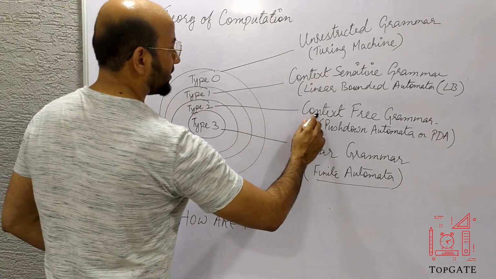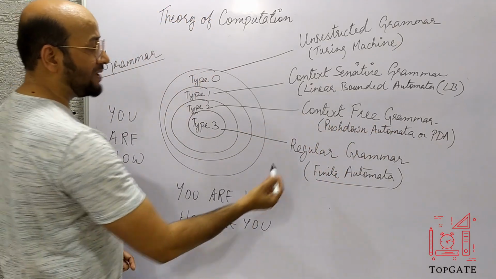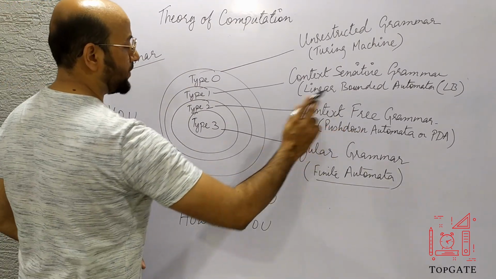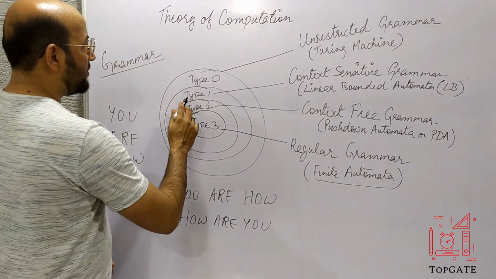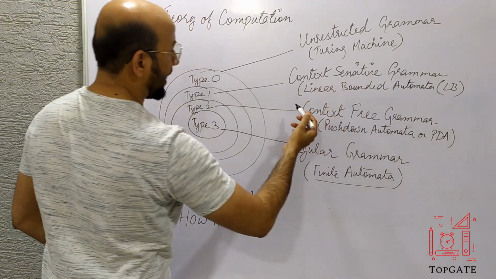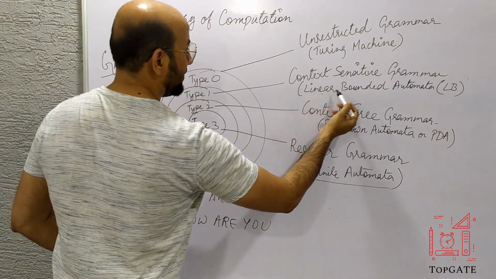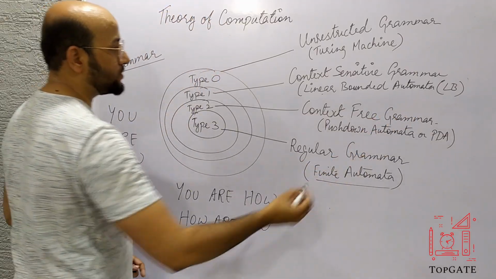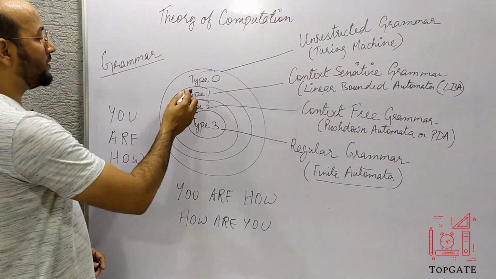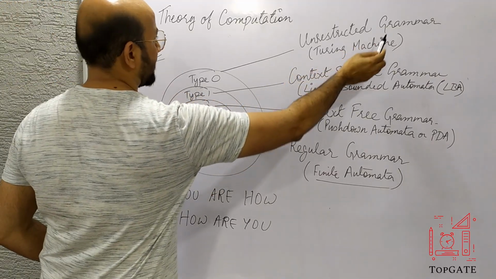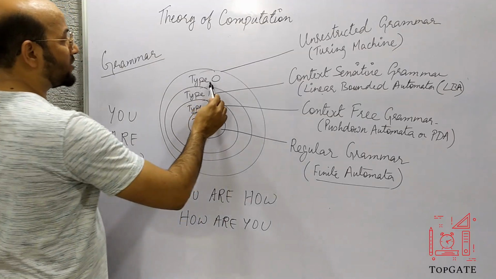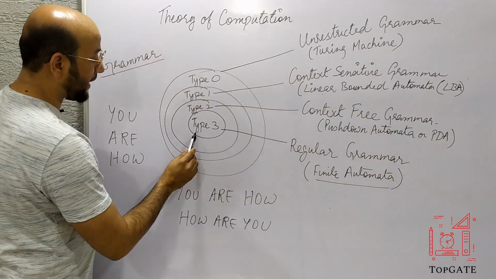Then comes the type 2 grammar. Type 2 grammar is called a context free grammar. It is implemented by pushdown automata or a PDA. We'll discuss this also in the next videos. And then we have a type 1 grammar. Type 1 grammar is a context sensitive grammar, and it is implemented by linear bounded automata, or called the LBA. And the final one, that is the type 0, is an unrestricted grammar, and it is implemented by a Turing machine. So there are no restrictions in type 0 grammar, and there are a maximum number of restrictions in a regular grammar.